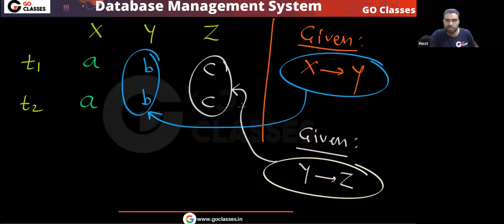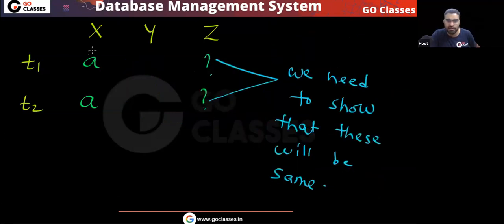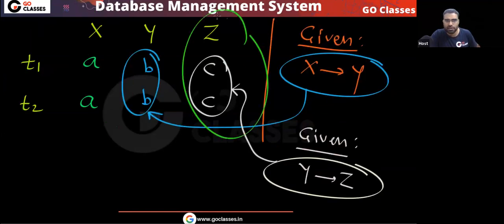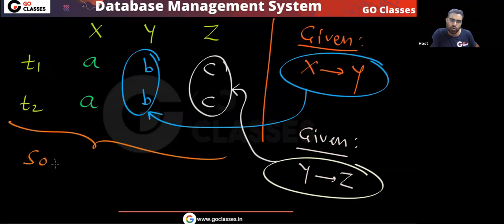Did you understand? Is this proof clear to everyone? You can notice we started here, and we got here. So it means X determines Z. So what we have proved is that X determines Z. Is this proof clear to everyone?